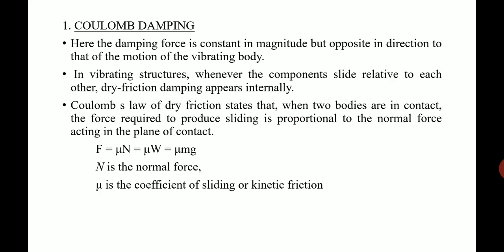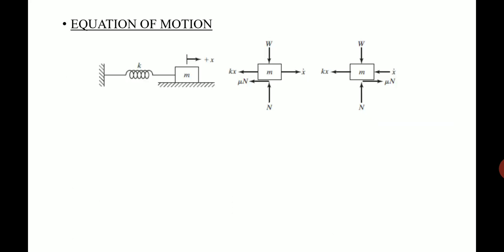So N is actually the normal reaction, which is equal to the weight of the body, given by m into g. So the frictional force is mu into m into g. Please understand that the frictional force will be directed opposite to the applied force, or the direction of velocity. So we'll find out how the equation of motion will be in case of sliding friction.